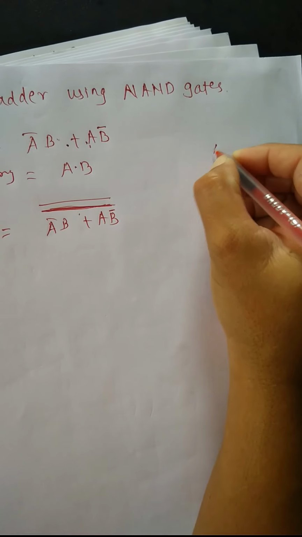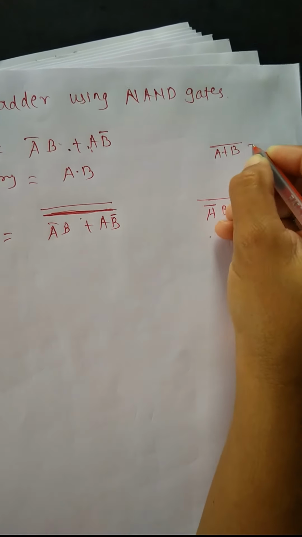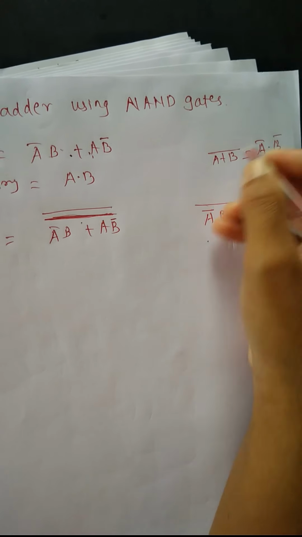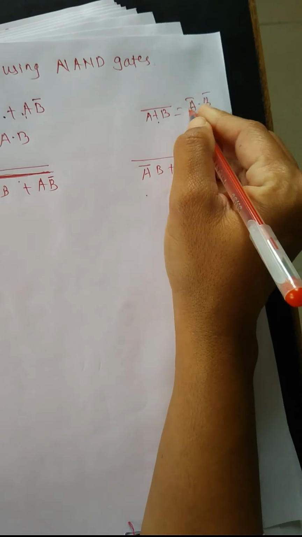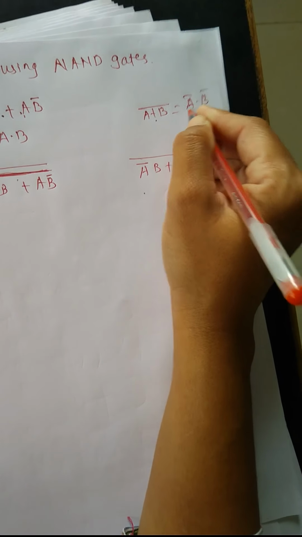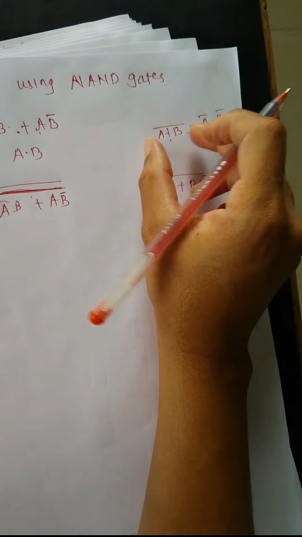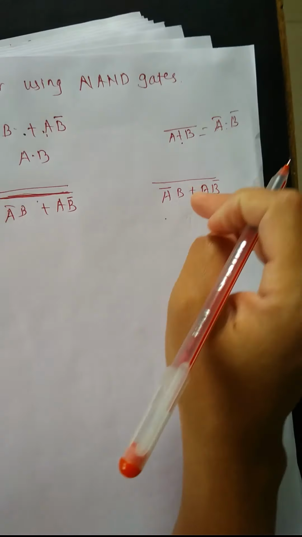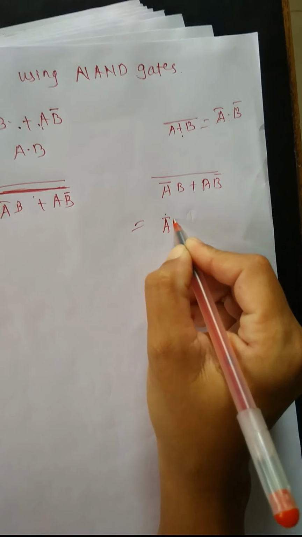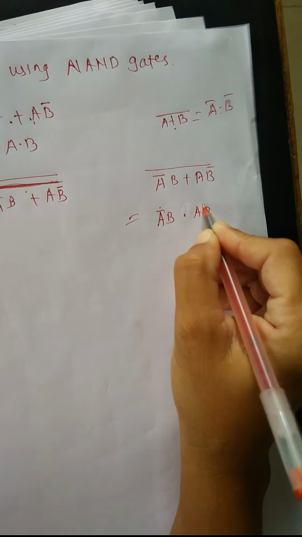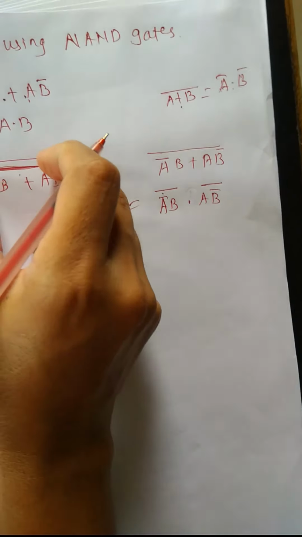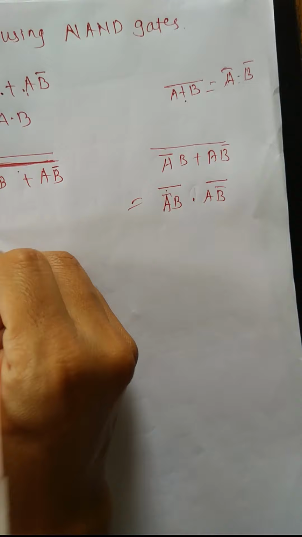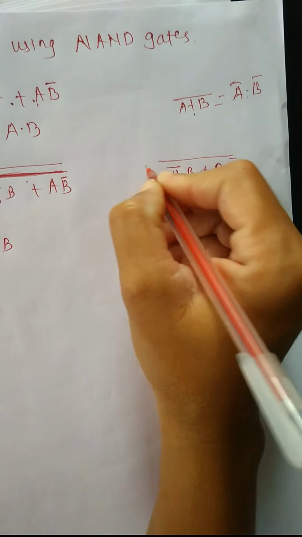De Morgan's theorem: the complement of a sum is equal to the product of the complements of each individual term. So De Morgan's theorem applies to this equation. We get A bar B into A B bar, with each individual term complemented. For this single inversion we apply De Morgan's.